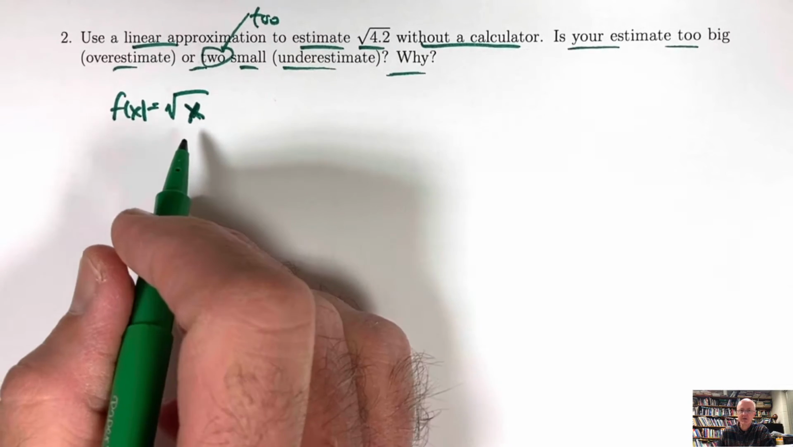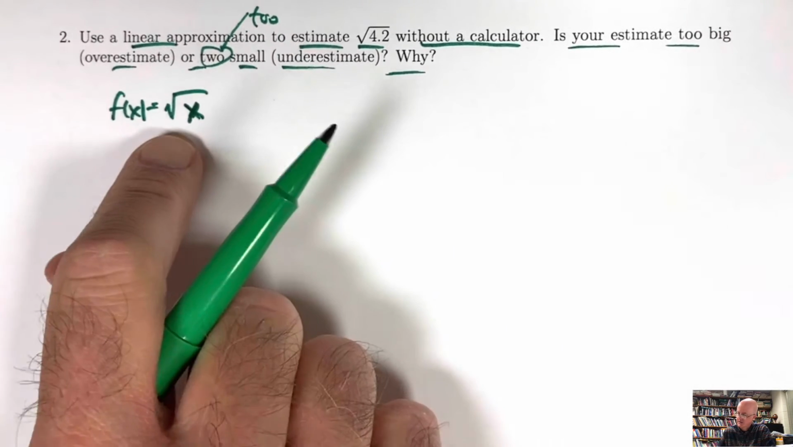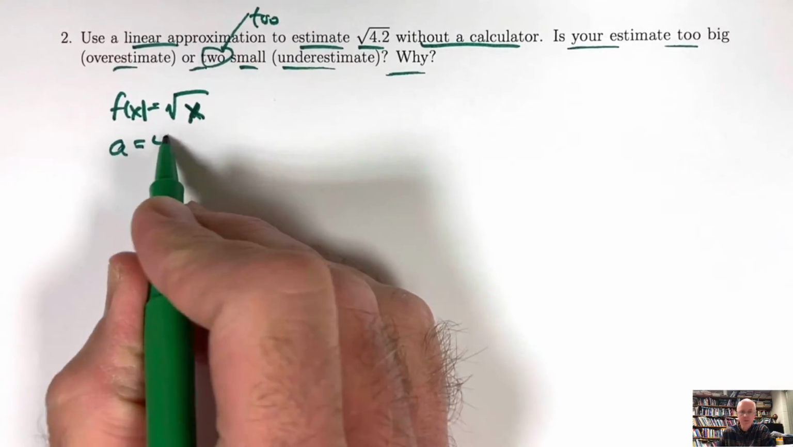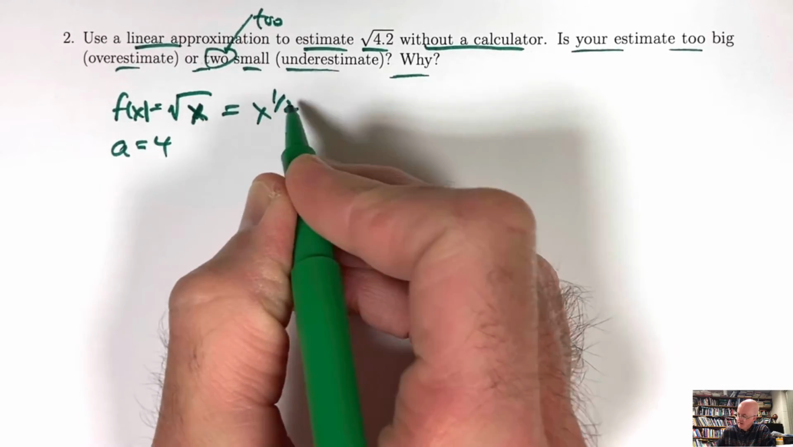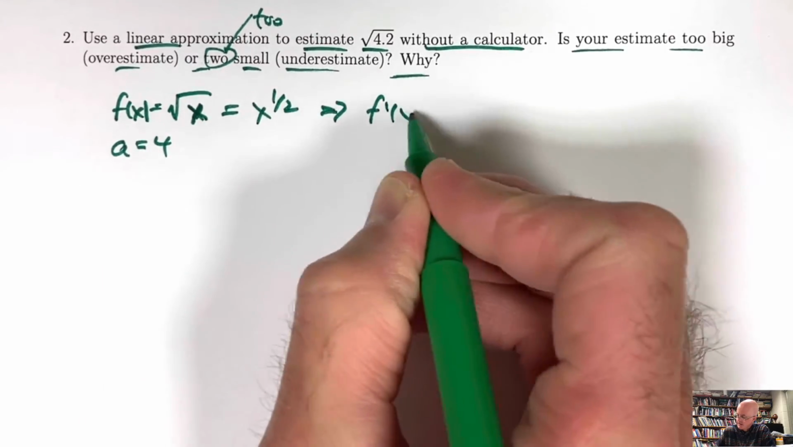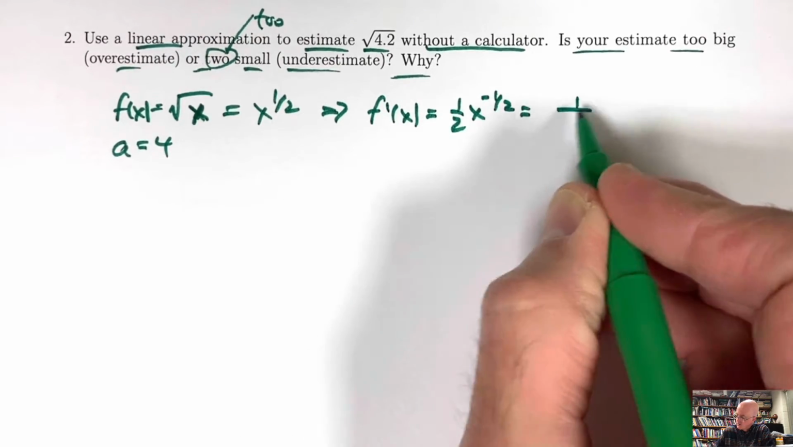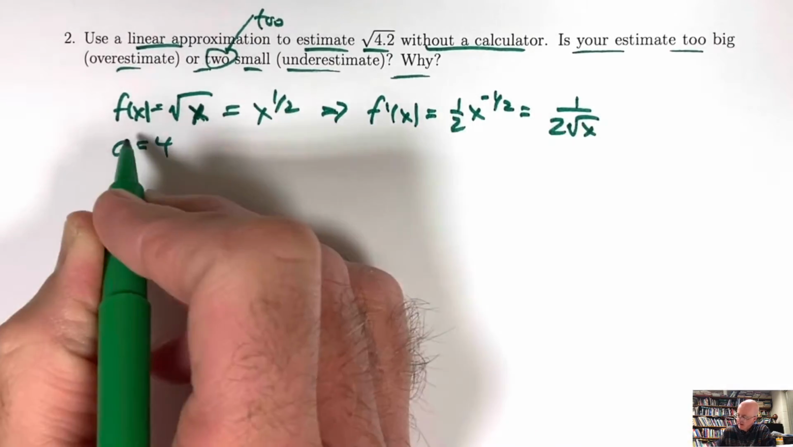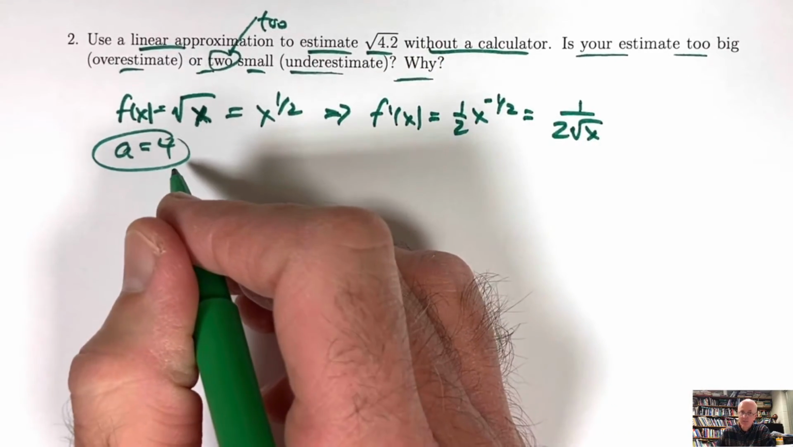Now, I could use a different function, like square root of x plus 4, all under the square root, and get a linear approximation to that near 0, and that could be useful. But I also could use this with a equal to 4. So that's what we'll do. This is x to the 1/2 power. Its derivative is therefore f prime of x equals 1/2 x to the negative 1/2 power, which is 1 over 2 square root of x. And because I picked a to be 4, close to 4.2 for one thing, that's a nice number in terms of its square root.